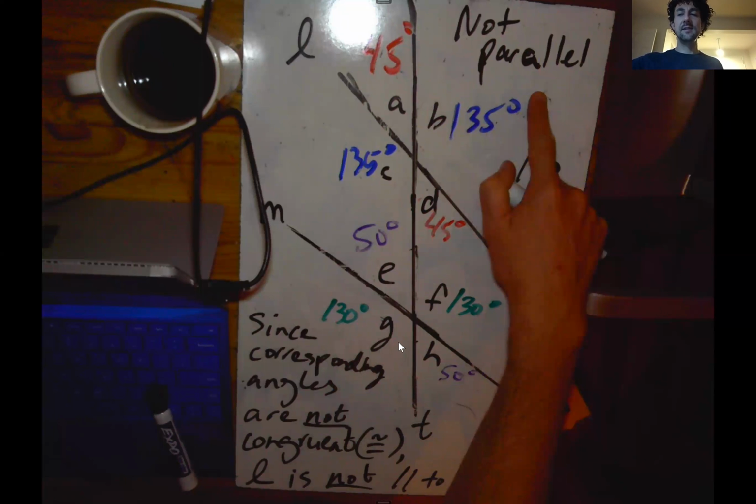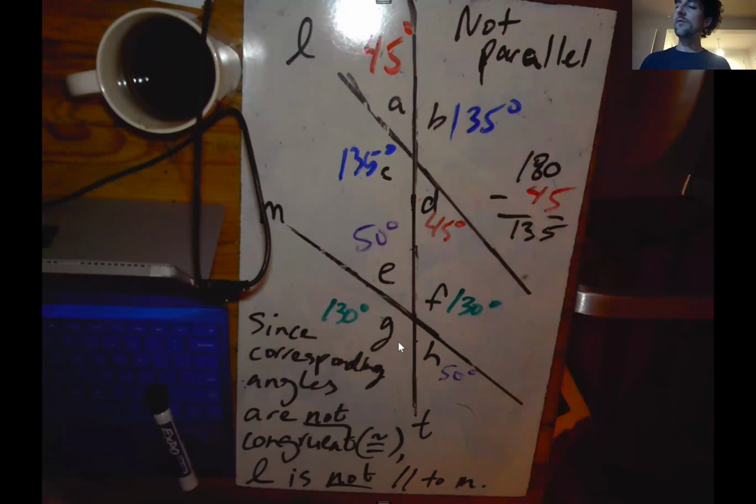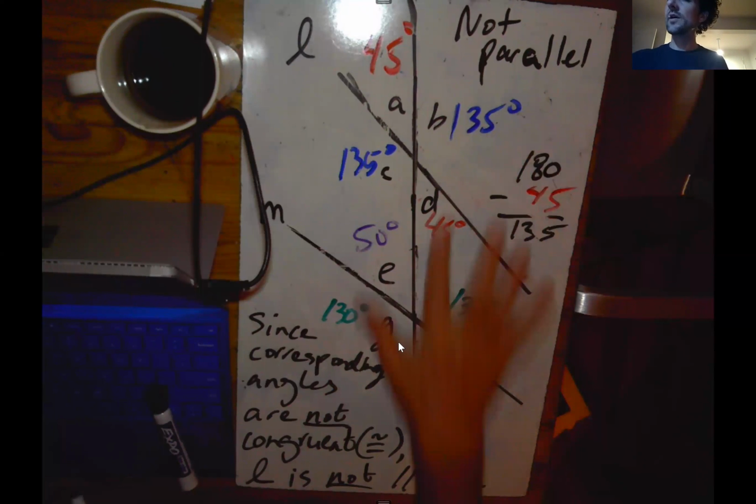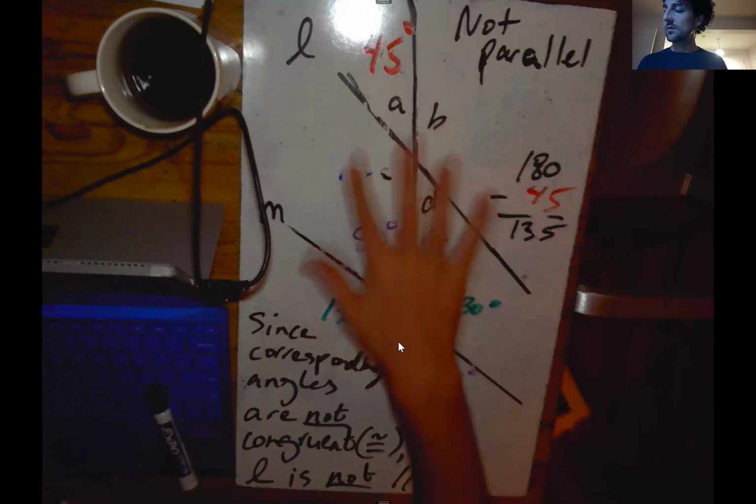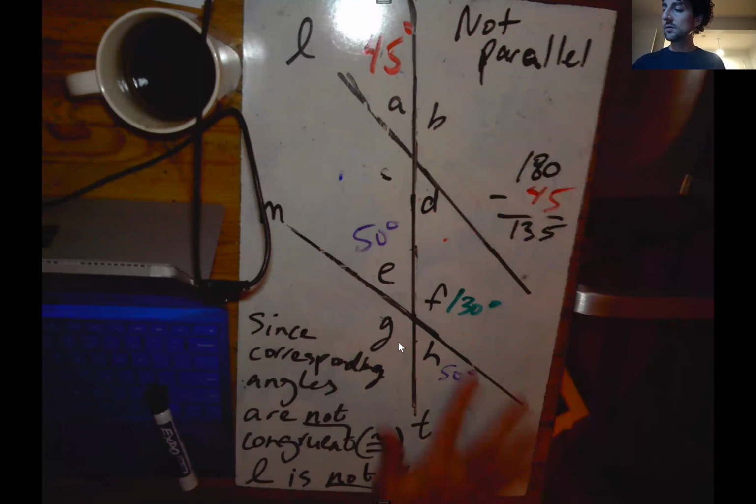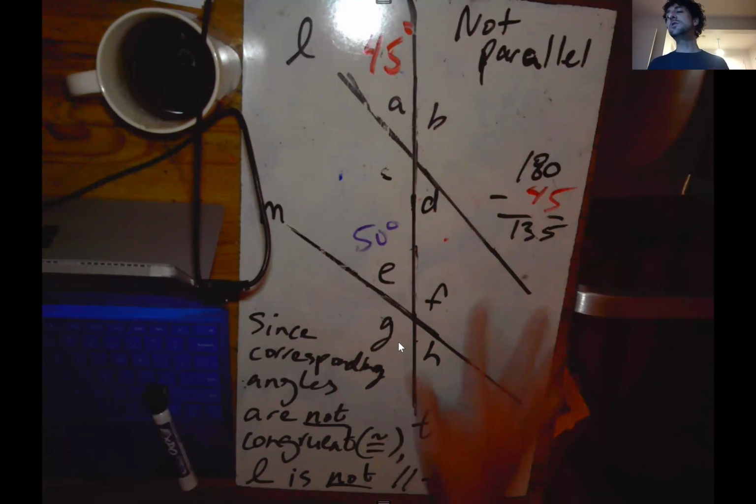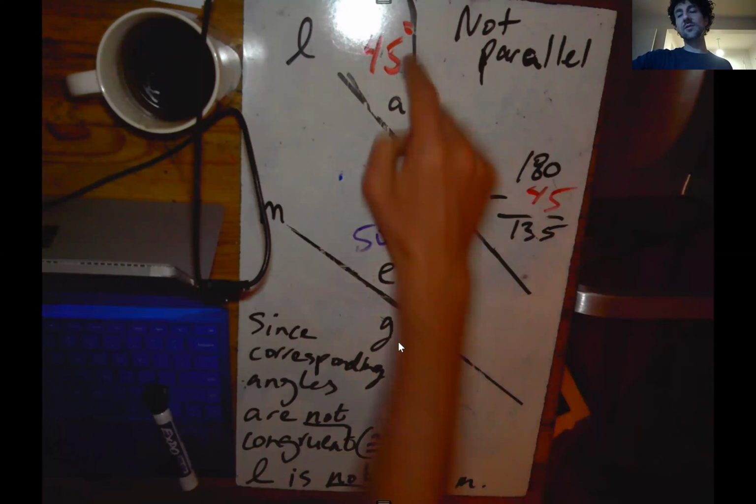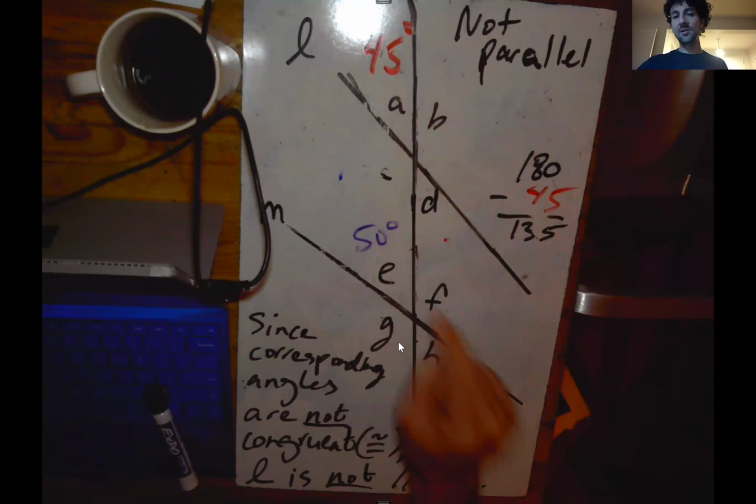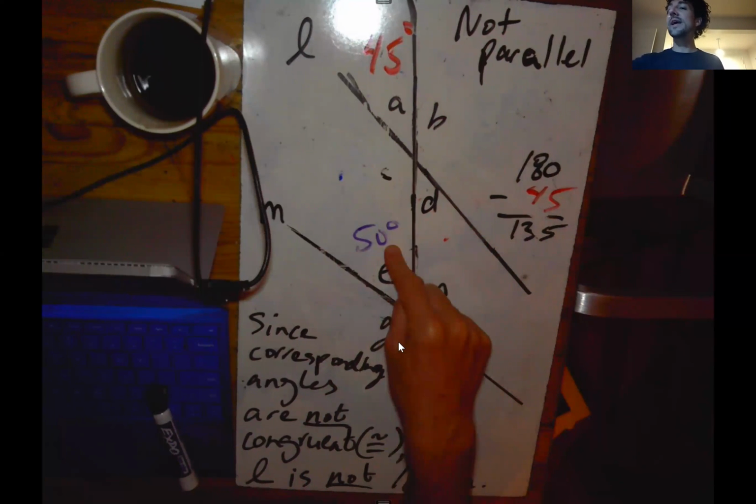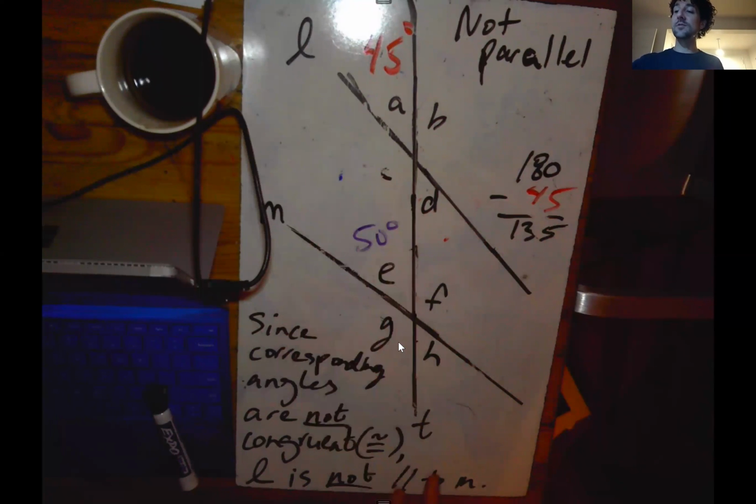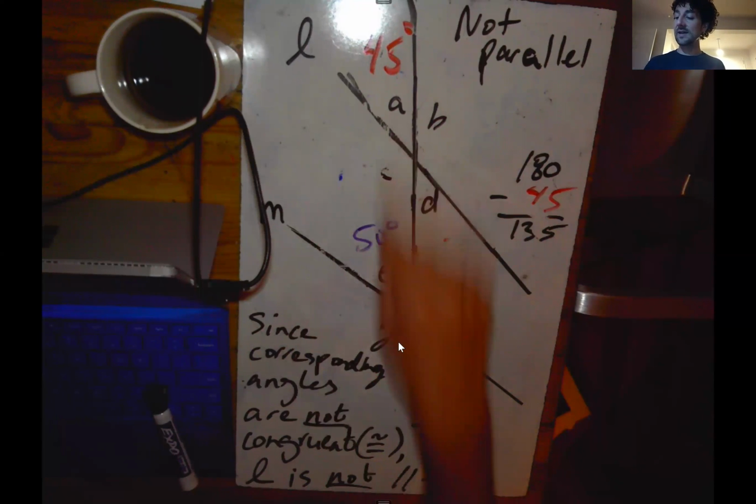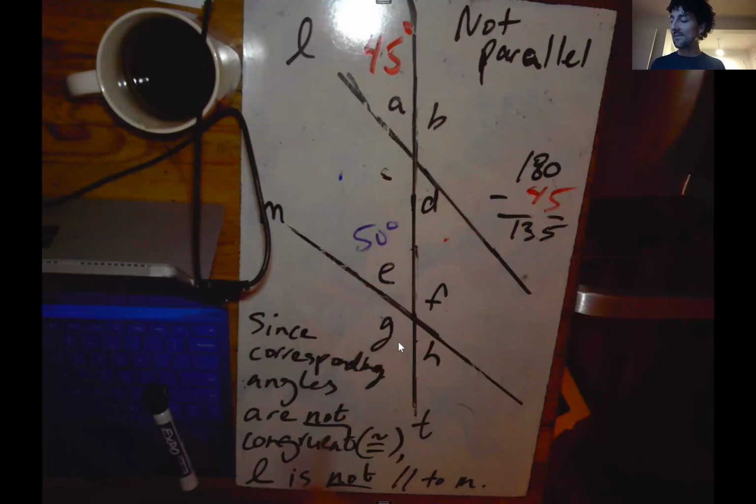Finally, we would know enough if we just had what we started with. So as soon as we knew angle A was 45 degrees and angle E was 50 degrees, we knew that L was not parallel to M because corresponding angles are not congruent. Since corresponding angles are not congruent, L is not parallel to M.